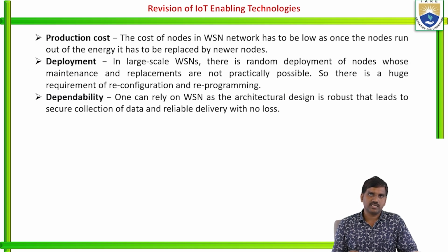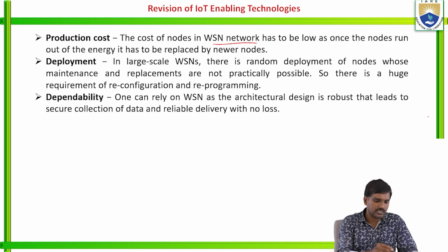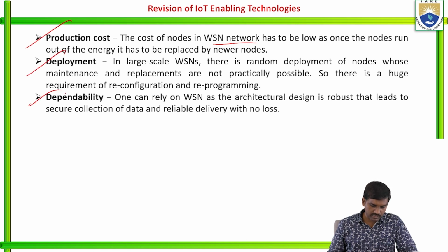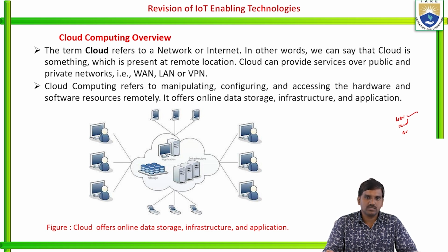Production cost, deployment, and dependability. The cost of the nodes in wireless sensor network has to be low, as once the nodes run out of energy, they have to be replaced by newer nodes. That is the production cost and deployment dependability. And cloud computing overview. According to what I mentioned in the first slide, we have five types of enabling technologies: wireless sensor network, cloud computing, big data analytics, communication protocols, and embedded system. So the first one, wireless sensor network, is over. Next, the cloud computing overview will continue in the next lecture.